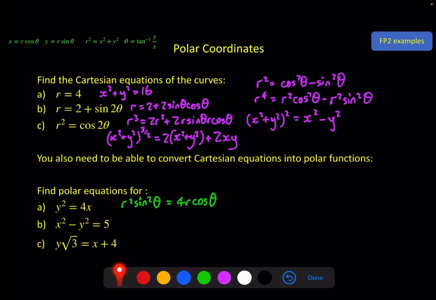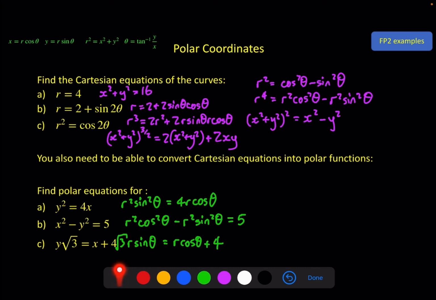Part B, same idea. Anywhere there's an x, replace that with an r cos theta. So we get r squared cos squared theta here. And with a y, r squared sine squared theta for y squared, and that has to equal 5. Same again, you could manipulate this, you could factorize out the r squared if you wanted, but unless the question tells you to do that, I don't think it's worth doing. Third one, y is equal to r sine theta times root 3 is equal to r cos theta plus 4.